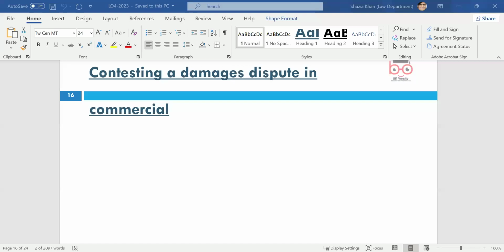The initial steps for contesting a dispute in commercial matters are, firstly, to review the contract. It's really important to gather any sort of evidence as well. And in dispute, seek legal advice. It's not something you can do on your own. You need to get legal advice to contest something.